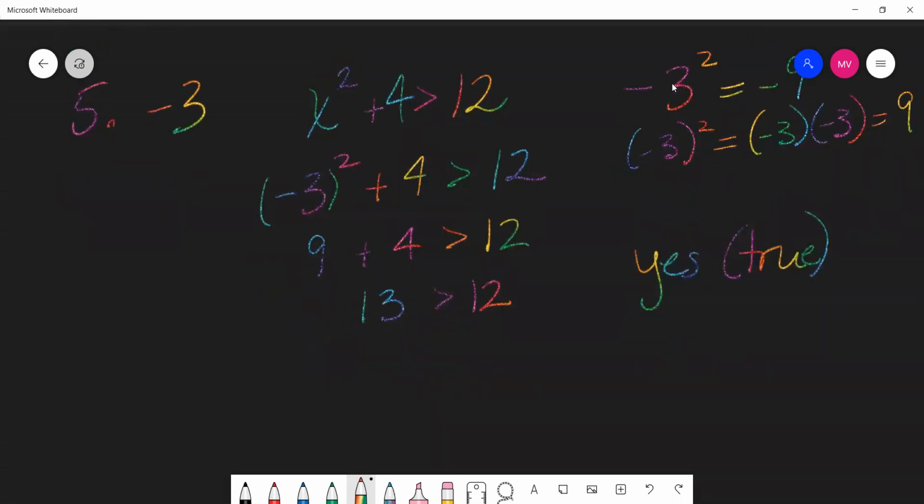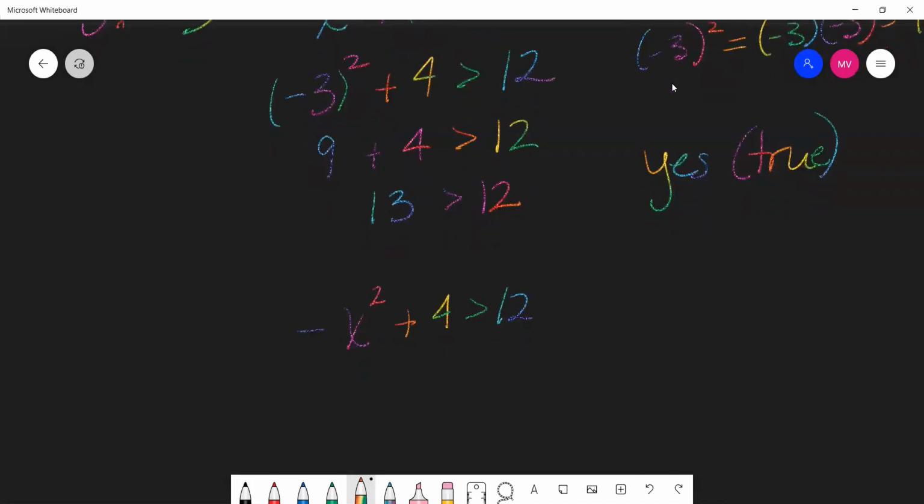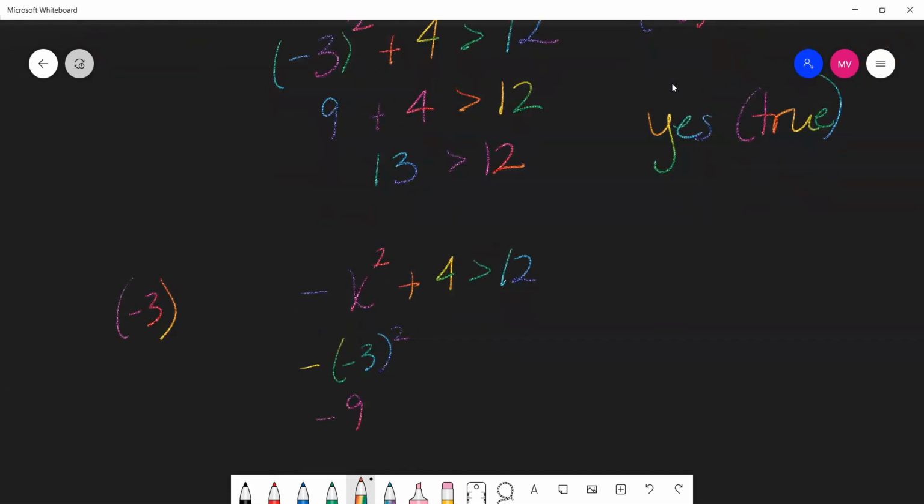Excuse me. And this is not on your review sheet. I just want to show you. If I had that equation as -x squared plus 4 is greater than 12, then you would need to plug in the value of -3 for x, then you would need to know that this was -3 squared. And so your answer actually would become -9, because the negative is outside the variable. So you would need to treat it separate from the number being squared.